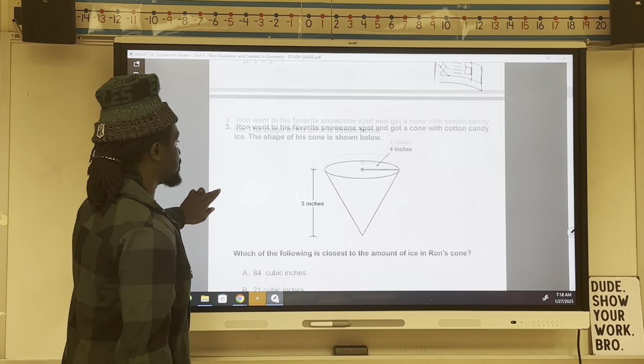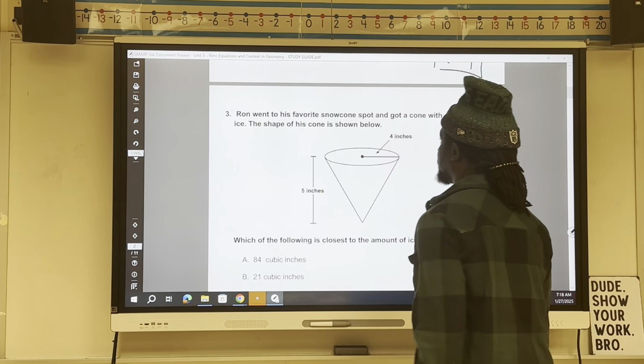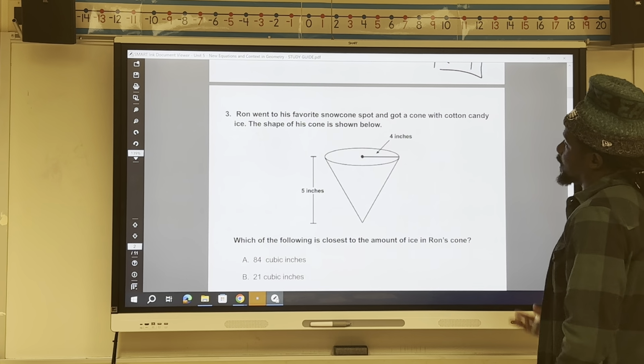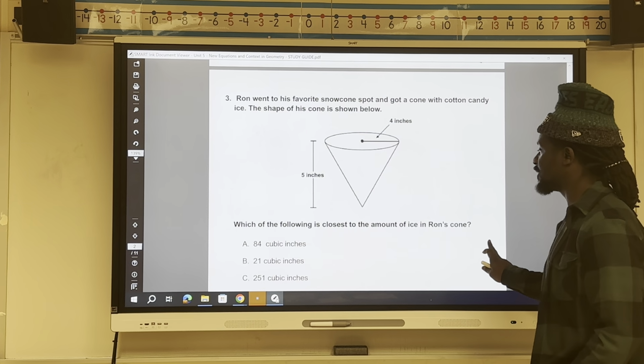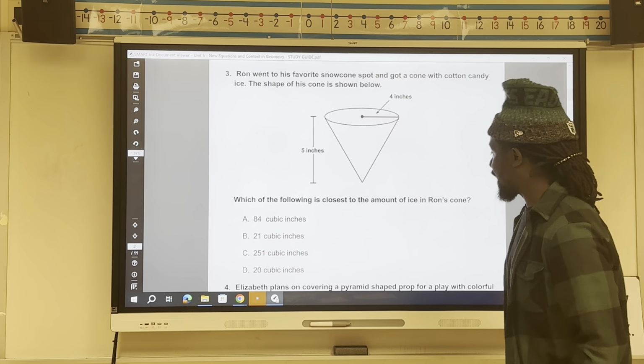All right, moving on. Ron went to his favorite snow cone spot and got a snow cone with cotton candy in the shape of his cone. Find the amount of the ice in the ice cream cone.